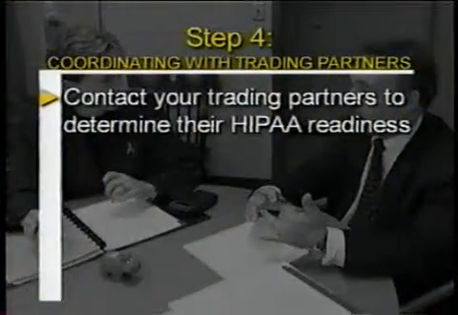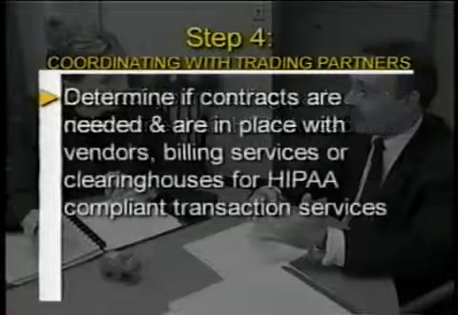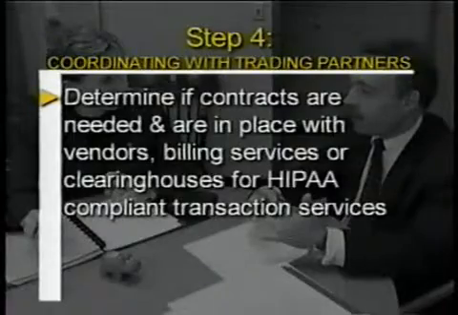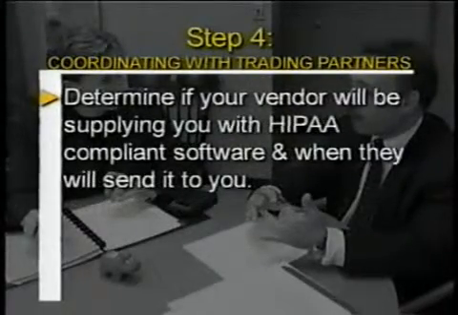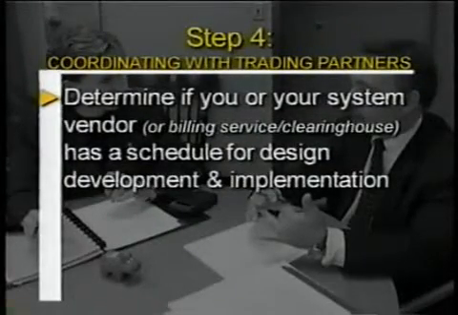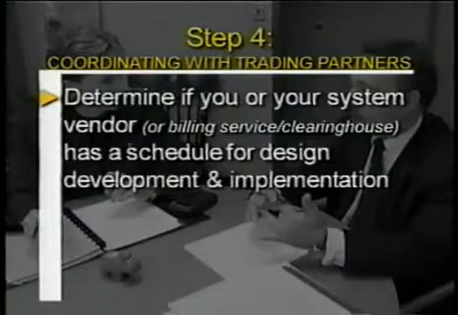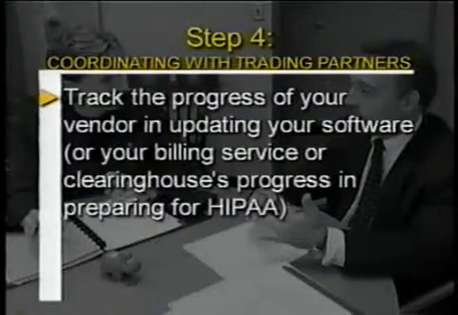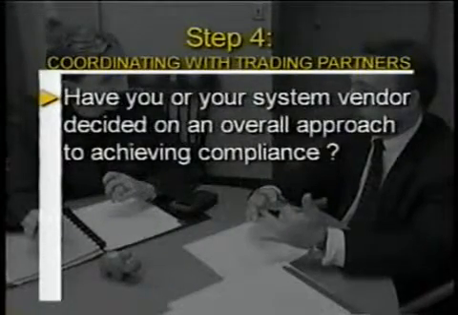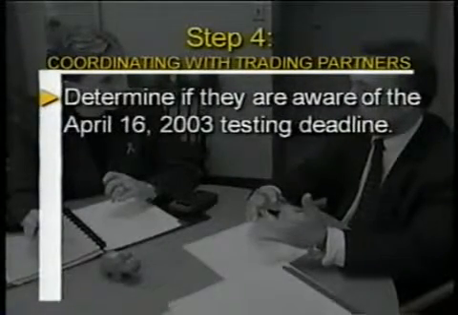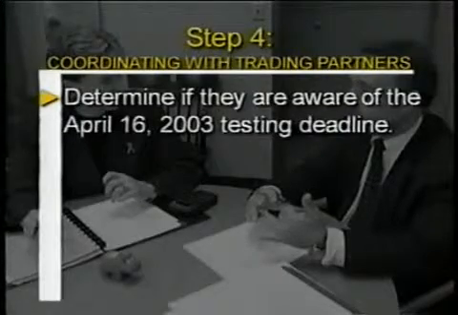Here are some points to consider. Have you contacted your trading partners to determine their HIPAA readiness? Are contracts in place with vendors, billing services, or clearinghouses for HIPAA-compliant transaction services? When will your vendor be updating and sending you HIPAA-compliant software? Do you or your system vendor have a schedule for design development and implementation? Do you have a way to track system modification status and progress? Have you or your system vendor decided on an overall approach to achieving compliance? Is everyone aware of the April 16, 2003 testing deadline?